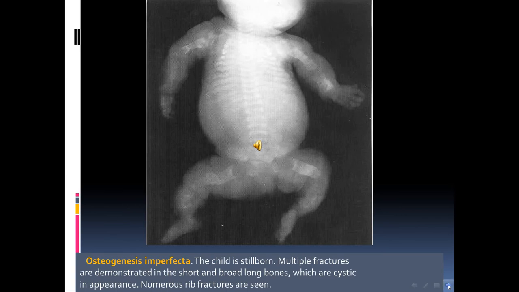This is an important congenital abnormality called osteogenesis imperfecta, which is a genetic abnormality that results in the abnormal formation of the skeleton.